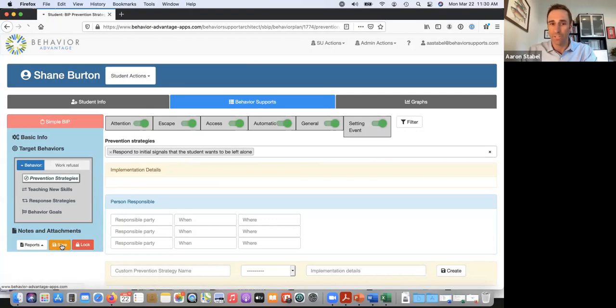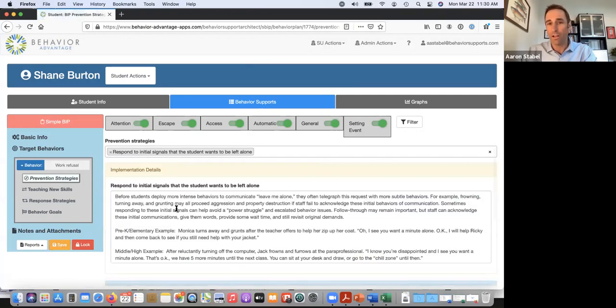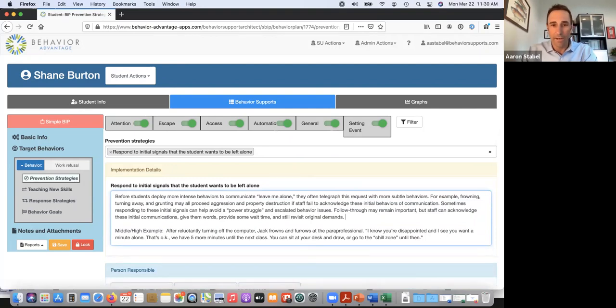So if I select that from the list and I click save, all of these prevention strategies come with a brief description as to why they're effective and how to implement them, and pre-K elementary examples and middle high examples. And so I might look at this, and this is all editable, and I might say, I like this description. I'm going to get rid of that pre-K elementary example, and I might come back and kind of change Jack to Shane and adjust some of this stuff. He's not in middle school either, so I might just get rid of that. But I like that. That's a good strategy.